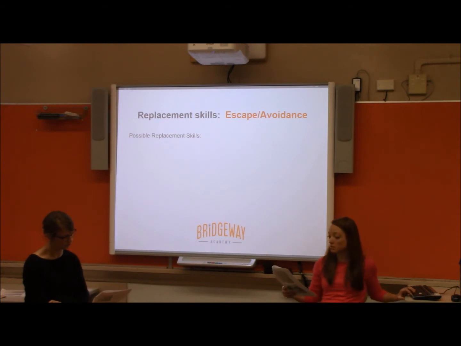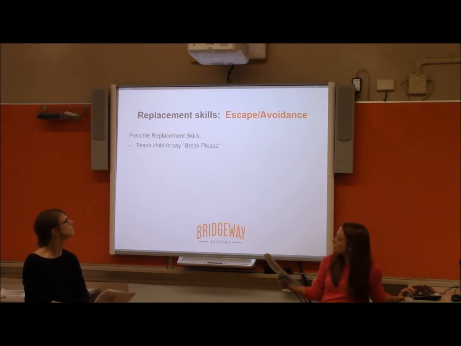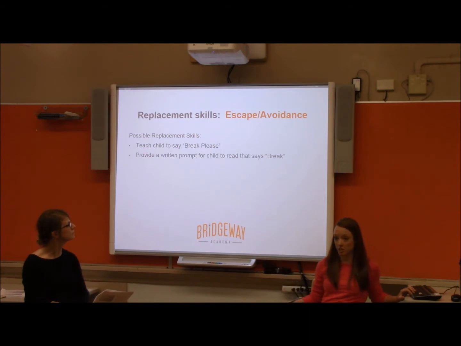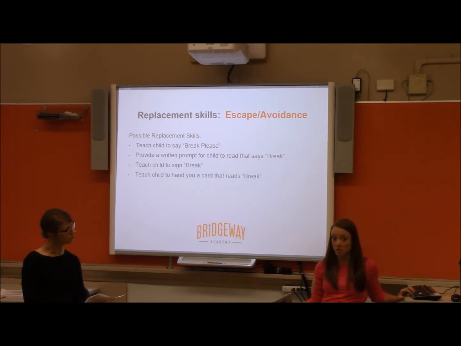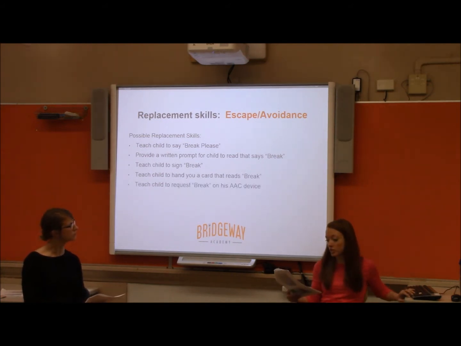So, some possible replacement skills for escape or avoidance maintained behavior include teaching a child to say, break please, or providing a written prompt for the child to read that says break, so maybe they need that visual cue if they can read. Teaching a child to sign break, so maybe they're not able to tell you break vocally. You can teach the child to hand you a card or even touch a card that says break. Maybe it's stationary on the wall. Maybe it's a card that they can take to you and hand into your hand. Or you can teach them to request break on their AAC device. Whatever your child's current skill set is, that's where you want to start.